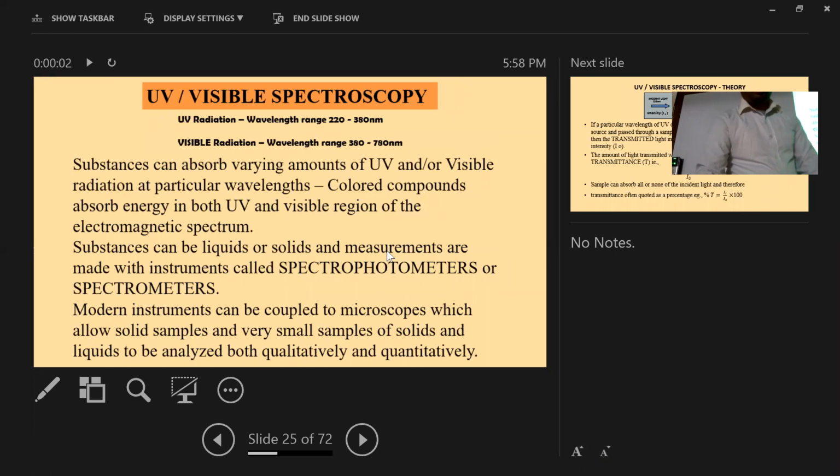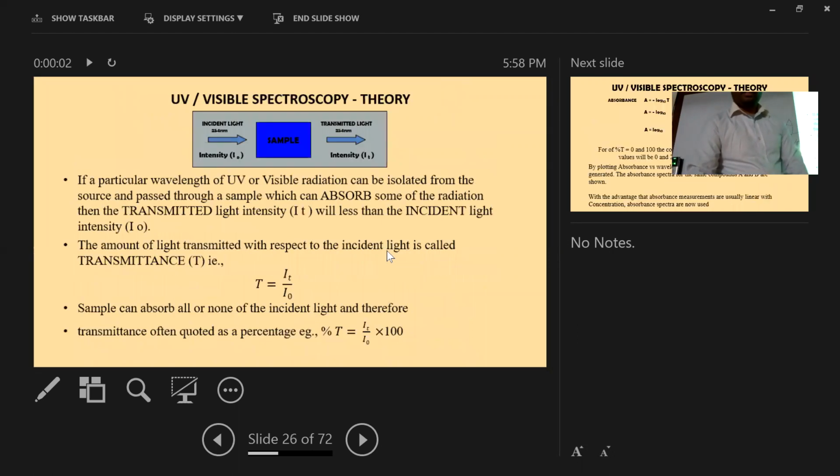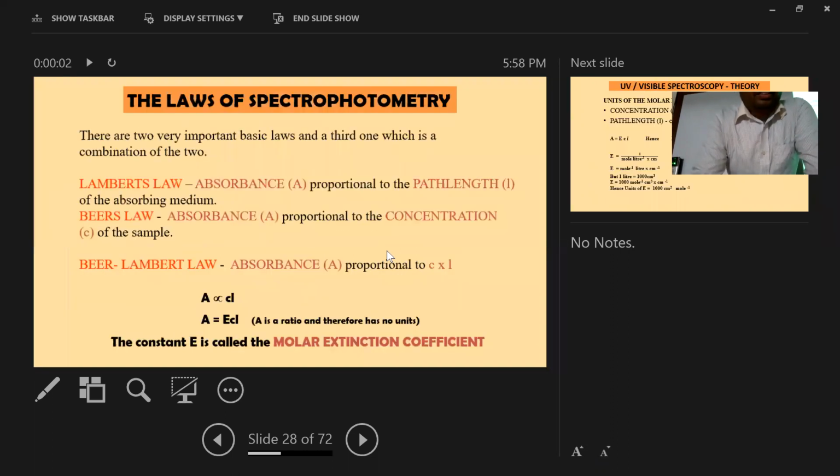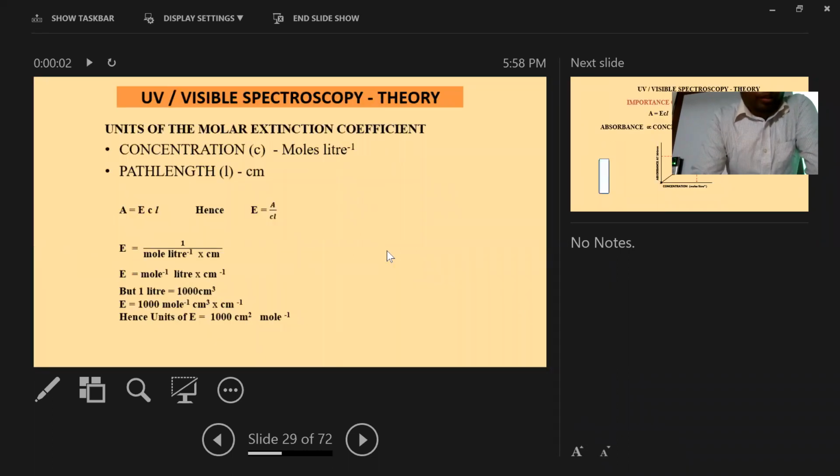Visible spectroscopy or UV visible spectroscopy, already mentioned regarding this, and theory already mentioned. So UV visible, what will be the absorbance, transmittance, loss, mentioned, discussed, formula, and units. Just the units of the molar extinction coefficient. Very simple. We have learned the formula. That means the absorption, or Lambert's law.